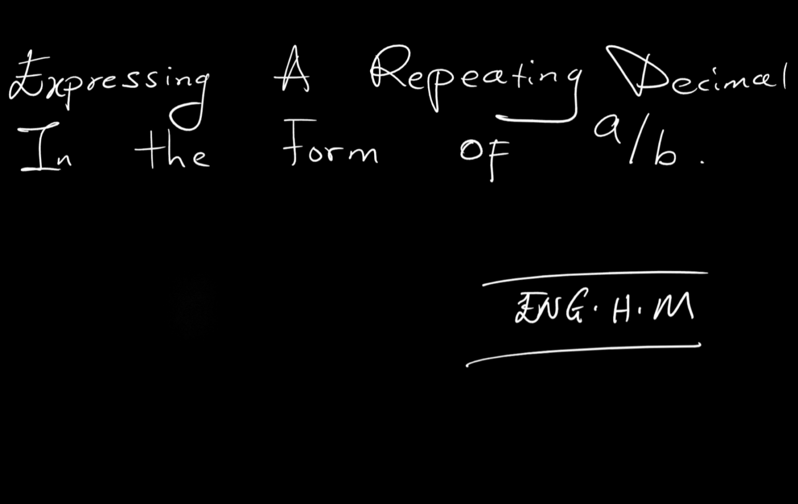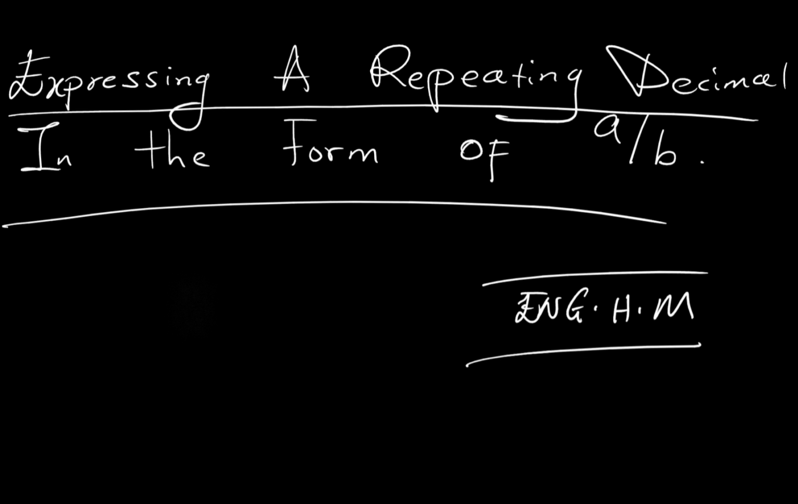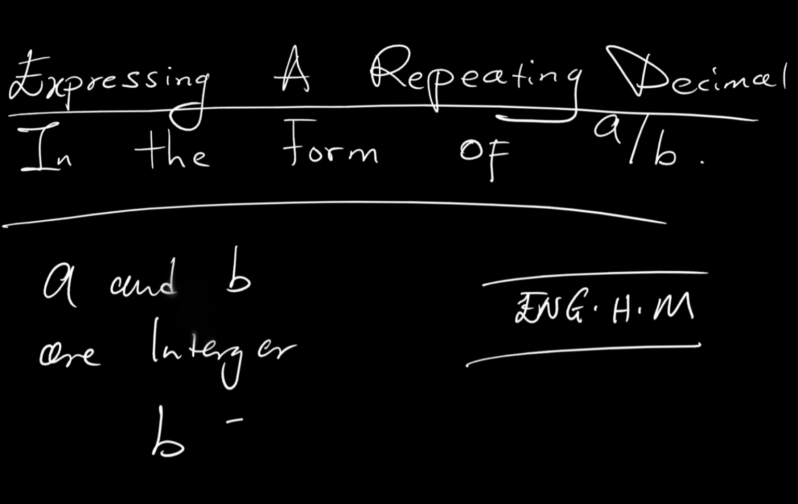So in this video, we'll be looking at how to express a repeating decimal in the form of A over B. Now, in this case, A and B are integers. And B should never equal 0, because if it is equal to 0, you have something that is undefined. All right, let's look at examples and see how best we can understand this concept.